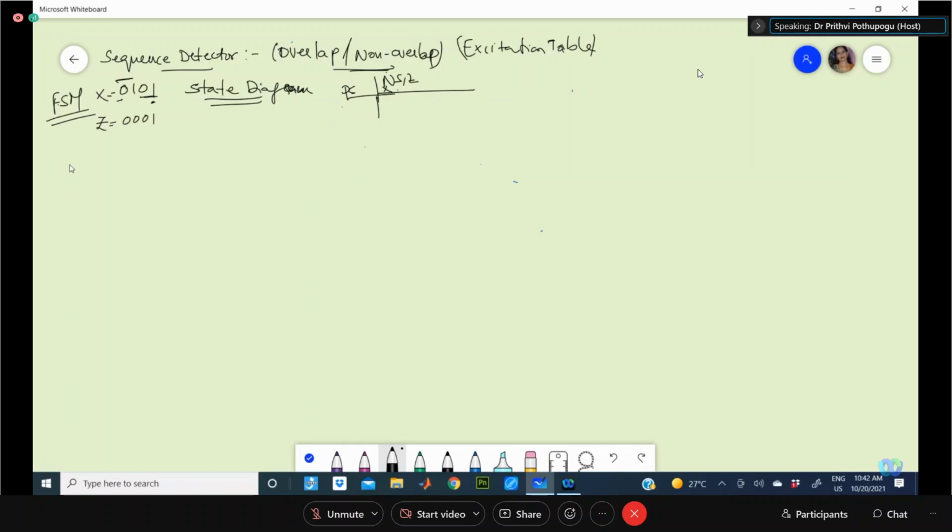Overlapping and non-overlapping, we can take in the same state diagram. What differs is the last step, where it should go after detecting the last bit. That categorizes it into overlapping or non-overlapping, the division of that state diagram into an overlap state diagram and a non-overlap state diagram.